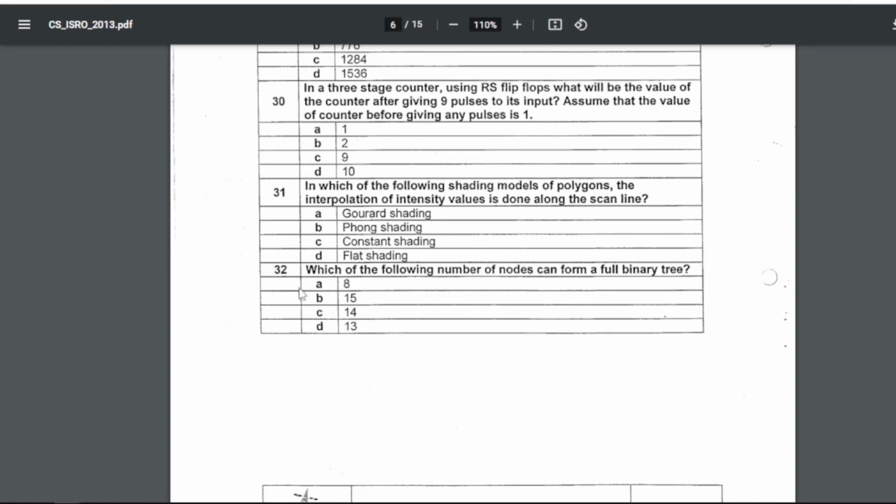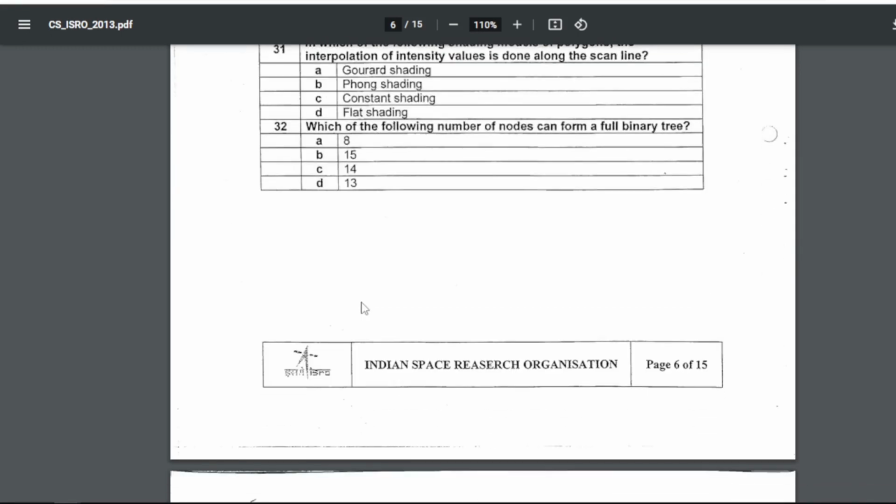Question number 32 is, which of the following number of nodes can form a full binary tree? So here it is asking for the full binary tree. If you solve this, you will get the answer as 15, because a full binary tree is one in which all nodes except leaves have 2 children. In a full binary tree, the number of leaf nodes is the number of internal nodes plus 1, so L equals I plus 1, where L is the number of leaf nodes and I is the number of internal nodes. So your answer will be B, that is 15.